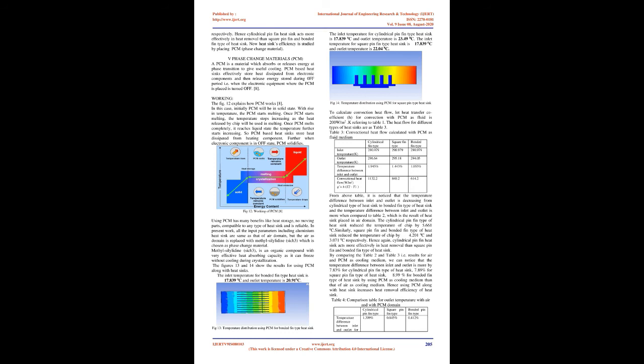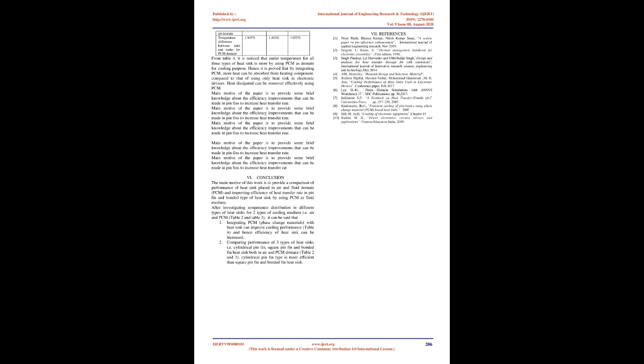To calculate convection heat flow, let the heat transfer coefficient, H, for convection with PCM as fluid be 200 W/m2.K, referring to Table 1. The heat flow for different types of heatsinks is in Table 3. From the above table, it is noticed that the temperature difference between inlet and outlet decreases from cylindrical type of heatsink to bonded fin type of heatsink, and the temperature difference between inlet and outlet is more when compared to Table 2, which is the result of heatsink placed in air domain.